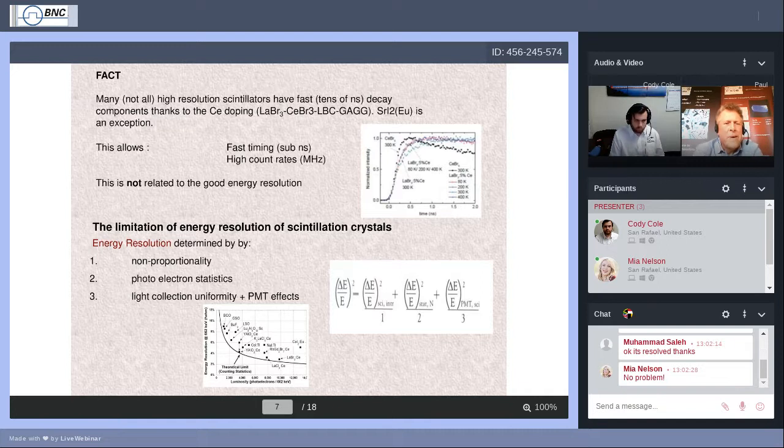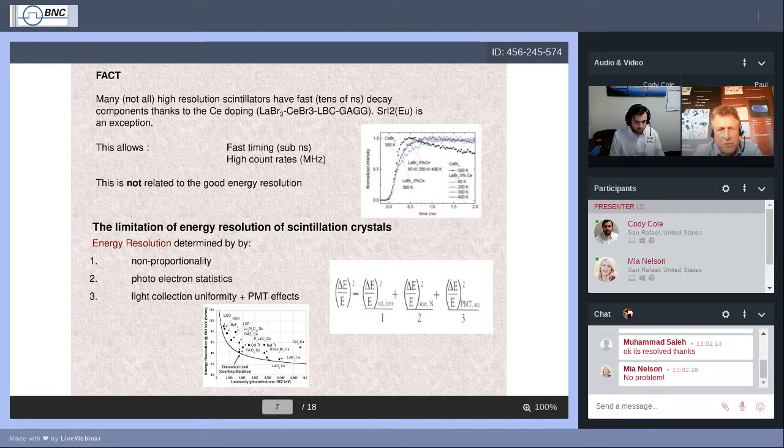Furthermore, it's a fact that many high-resolution scintillators are quite fast, which means they have a fast decay time of the order of tens of nanoseconds. And this is because many proportional high-resolution crystals, lanthanum bromide, cerium bromide, LaBr, are cerium doped. And those cerium emissions are fast. They have a decay time of tens of nanoseconds. With this fast decay time, you can achieve good time resolutions, and you can also achieve high count rates if there are no slow components present in the emission.